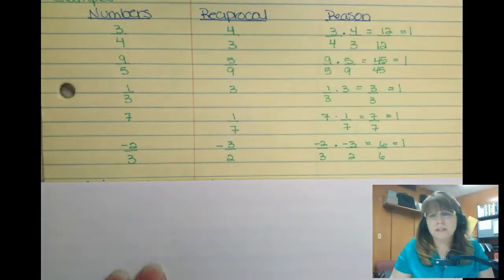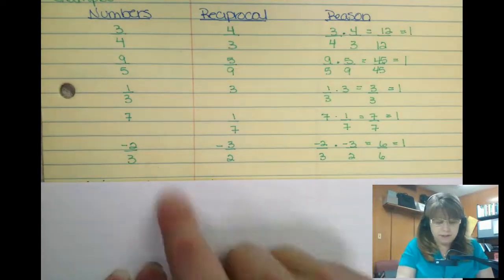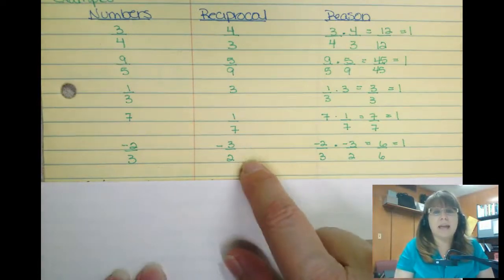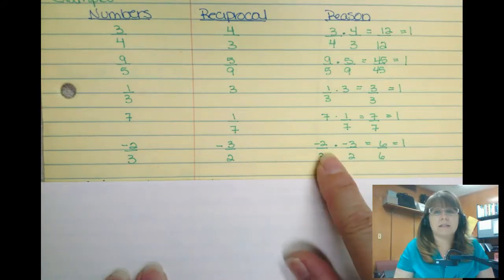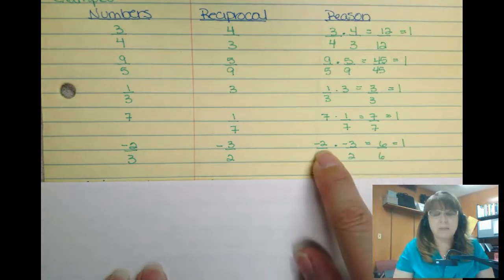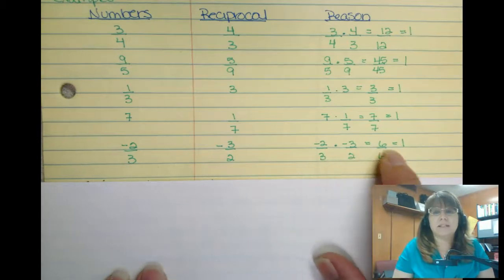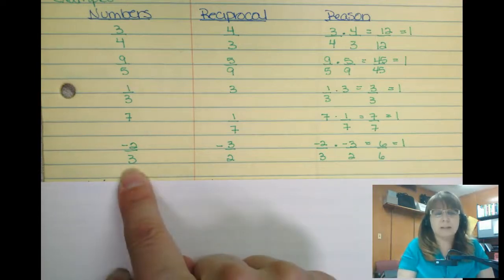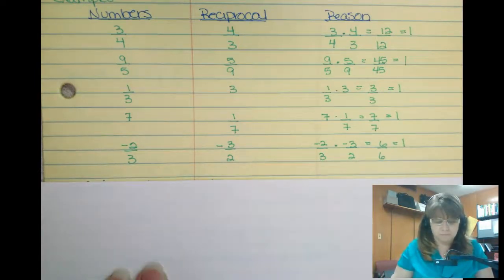So what happens if the number is negative? Negative 2/3. Well, the reciprocal is a negative 3/2. Why? Because you have to get it to equal a positive 1. Therefore, negative 2 times negative 3 is 6, and 3 times 2 is 6, so 6 over 6 is 1. So just keep the sign if you need its reciprocal.